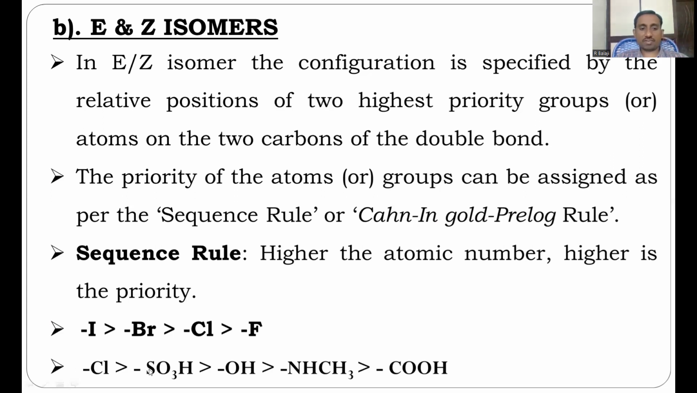Then sulfur has a higher atomic number compared to oxygen, so SO3H has higher priority than OH. Oxygen has a higher atomic number compared to the nitrogen atom, so OH has higher priority than NHCH3, and NHCH3 has higher priority than COOH. This is the sequence rule for identifying the priority of the different groups present in the double bonded carbon system.